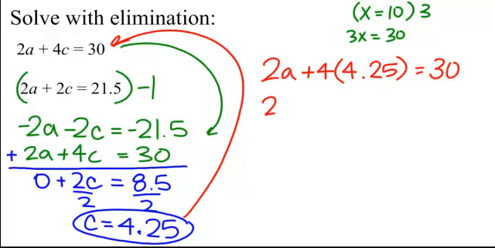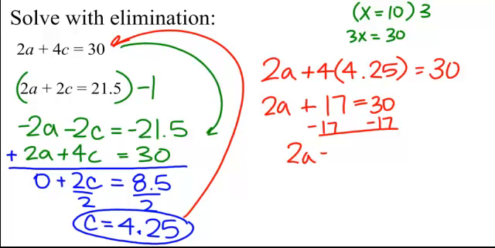So now if we multiply this by 4, we end up with 17. And if we subtract 17 from both sides, we get that 2a has to be the same thing as 13. If we divide both sides by 2, this gives us 7. Nope, it gives us 6.5.